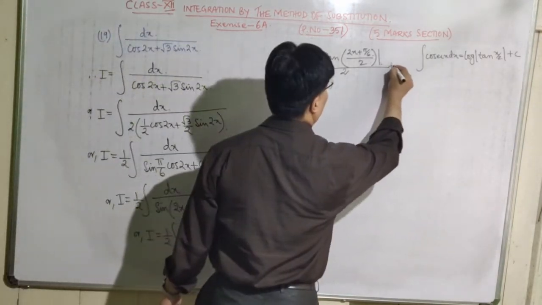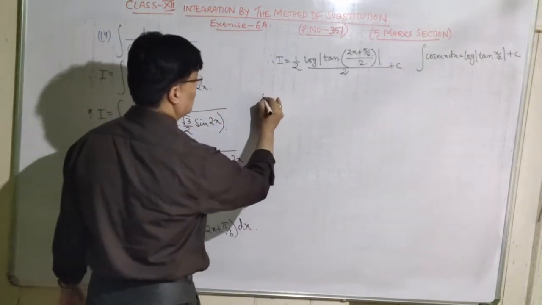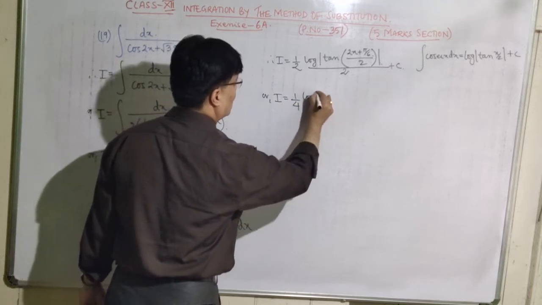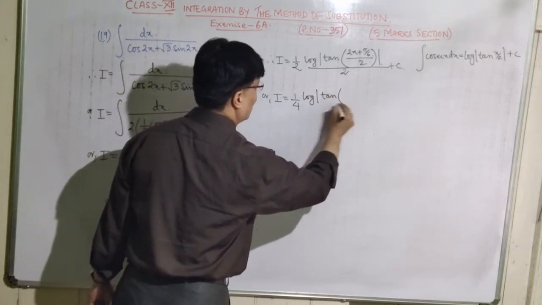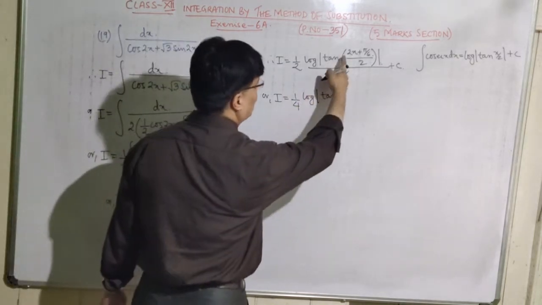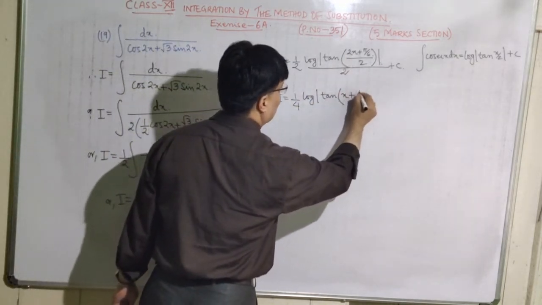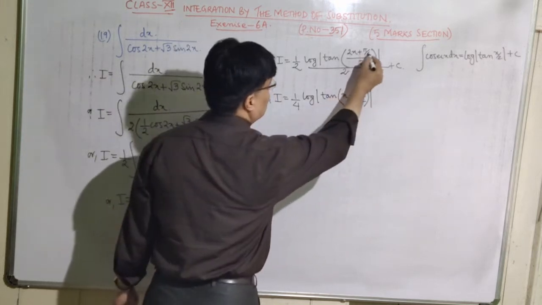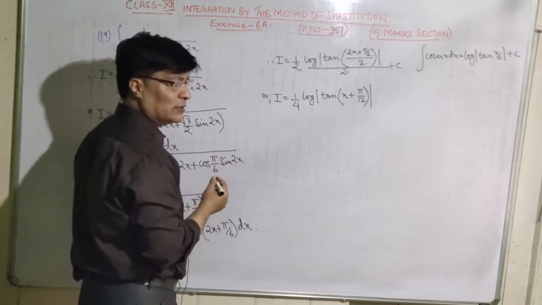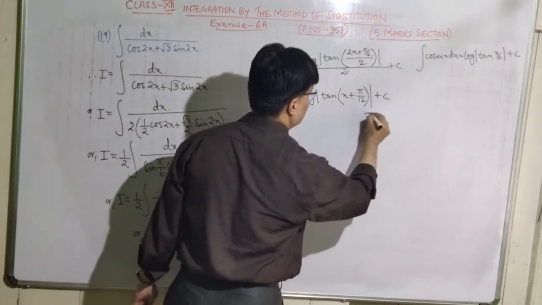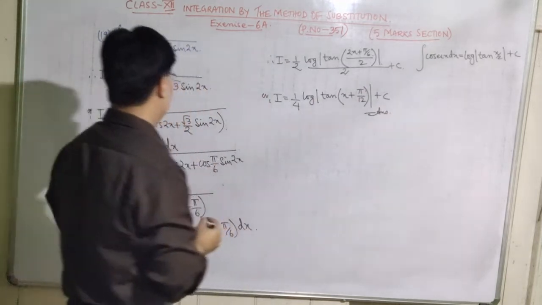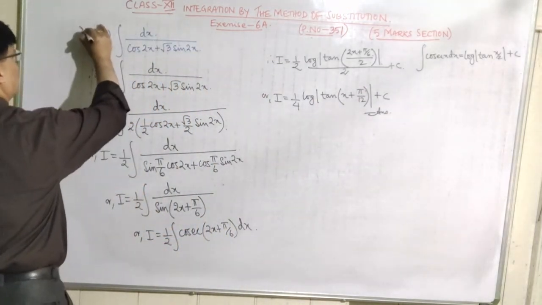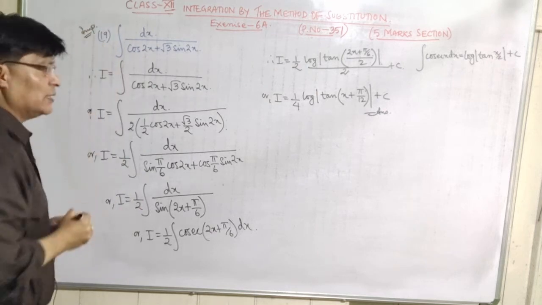Then what do we write here? Plus c. So I is equal to 1/4 log within mod tan of within bracket, let us separate the term. 2x by 2 is x plus pi by 6 into 2 is 12, mod sign close. This 6 and 2 will be multiplied and you will get 12, then plus c. So this is the final answer. I think you have understood it. This question is very, very important, so you can mark it.